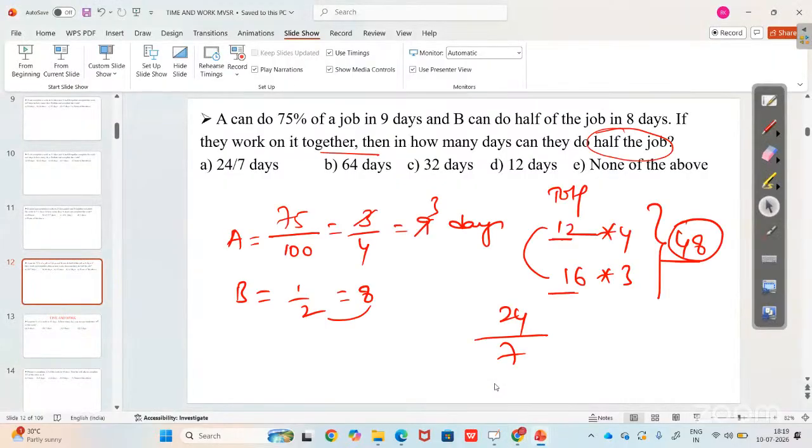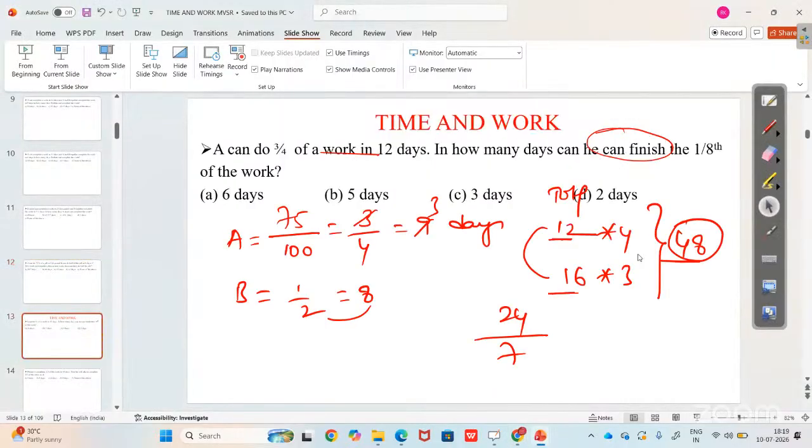So the answer is 24 by 7. Next. So what is the answer here?